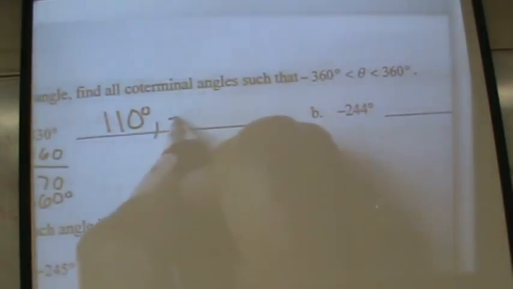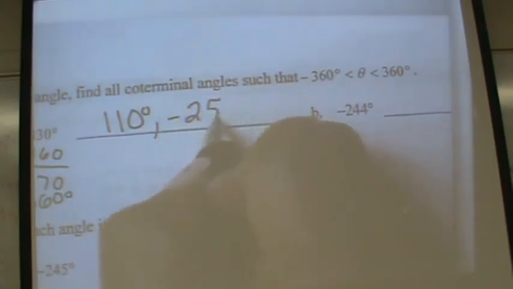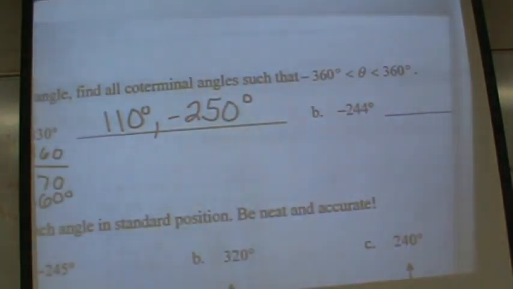And you can do it again and get negative 250. I'm gonna subtract 360 again. And is that negative 250, does that fall in between here? Yes. It sure does. Now, if I were to subtract another 360, it's gonna be beyond negative 360, so I'm done.